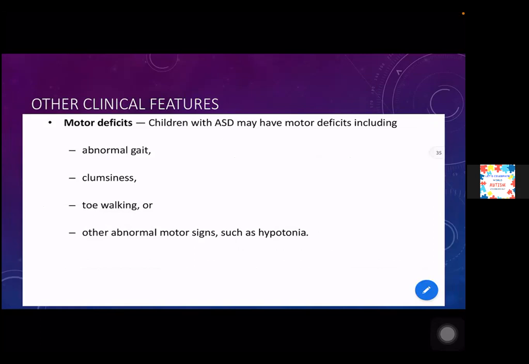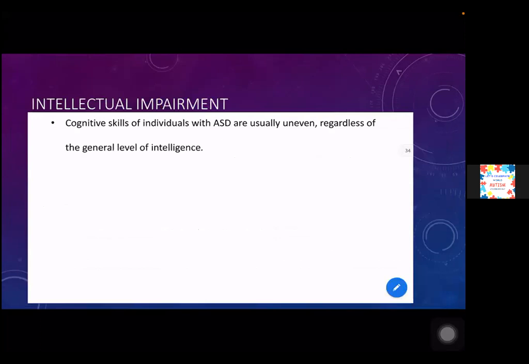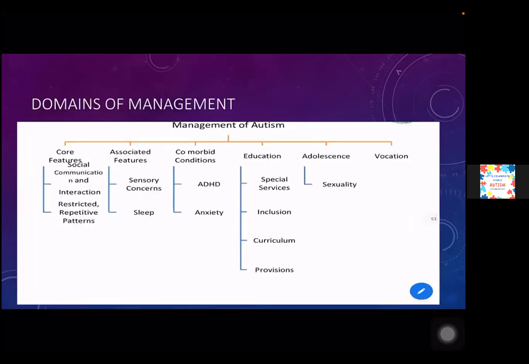Now, the other less important clinical features seen in the kids with autism spectrum are motor deficits, which include abnormal gait, clumsiness, toe walking, or other abnormal motor signs such as decreased tone of the muscles or hypotonia. Kids with autism may also have intellectual impairment, so cognitive skills of individuals with autism spectrum are usually uneven, regardless of the general level of intelligence. So, in brief, these are the clinical features of autism spectrum, and I would like all the parents, all the participants in the seminar to know about these basic clinical features in autism so that they could identify their kids if they have autism and seek early help.